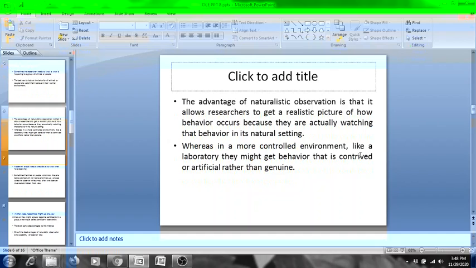The advantage of naturalistic observation is that it allows researchers to get a realistic picture of how behavior occurs because they are actually watching that behavior in its natural setting. Whereas in a more controlled environment, like a laboratory, they might get behavior that is contrived or artificial rather than genuine.